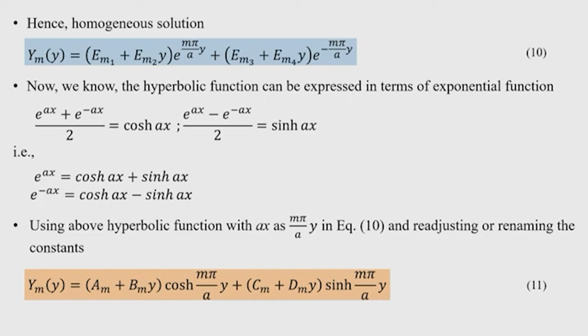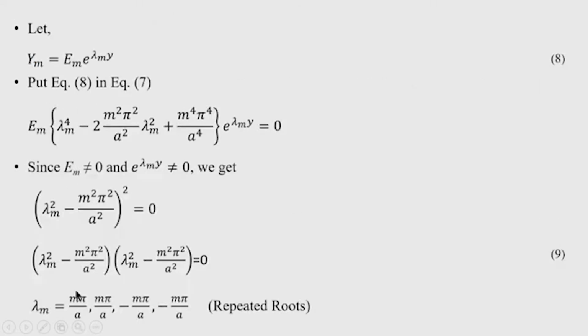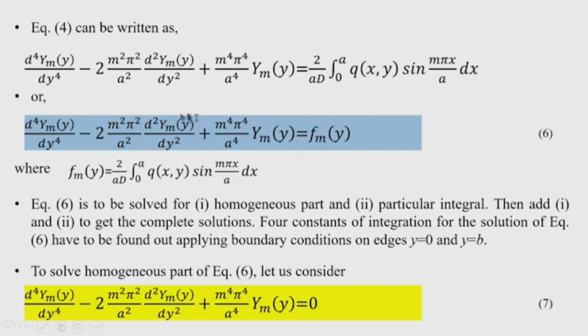So, here the constants are renamed as Am, Bm, Cm, Dm, etc., and you will find that the solution can be written in this form: Am plus Bm y cosh(m pi y by a) plus Cm plus Dm y sinh(m pi y by a). So, this is the homogeneous solution, but because the differential equation itself is a non-homogeneous equation, you must find the particular integral also.